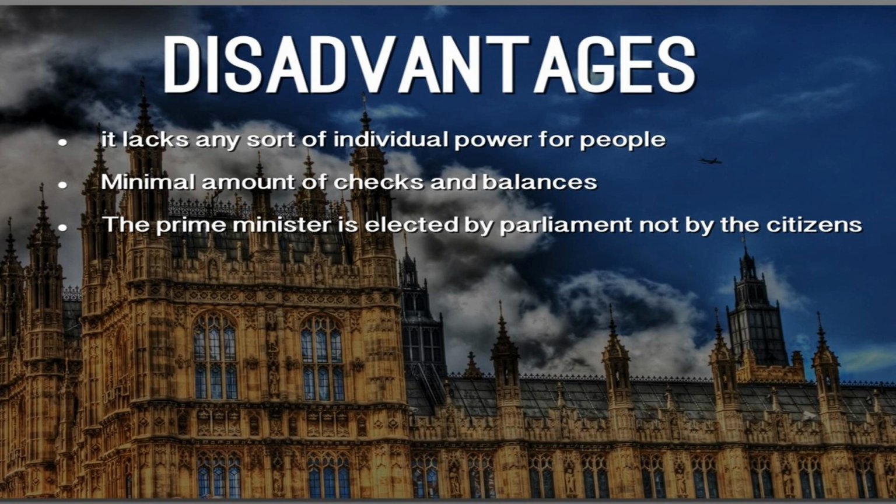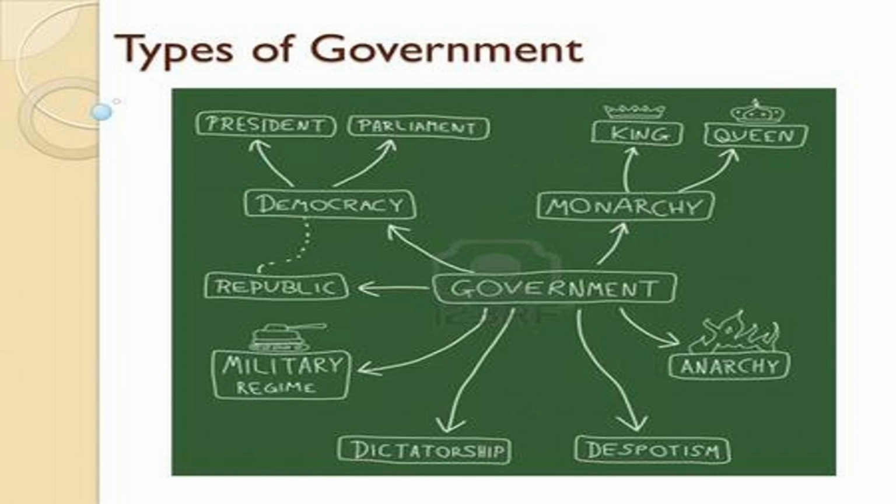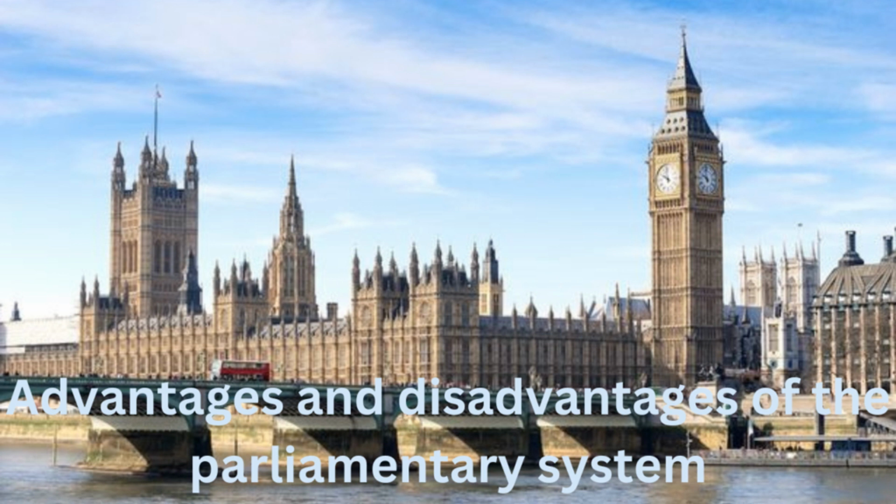Additionally, parliamentary democracy promotes consensus building and collaboration among different political parties, leading to stable governance and effective decision-making. However, one disadvantage is that it can sometimes lead to political instability, especially in cases where coalitions are formed and governments are subjected to frequent changes.